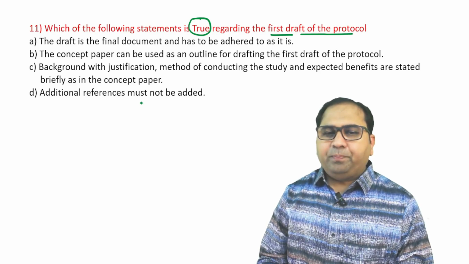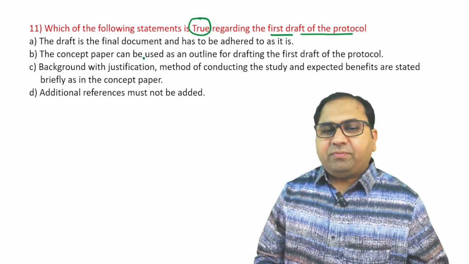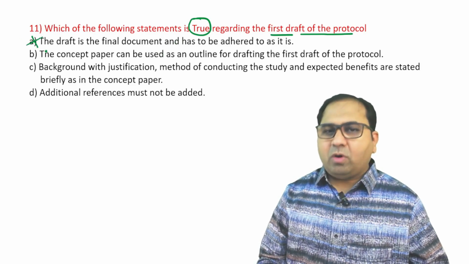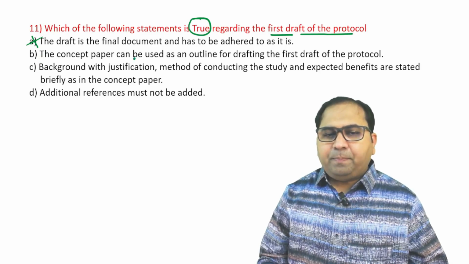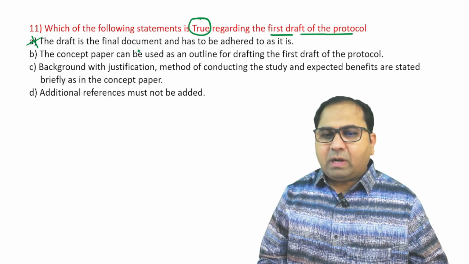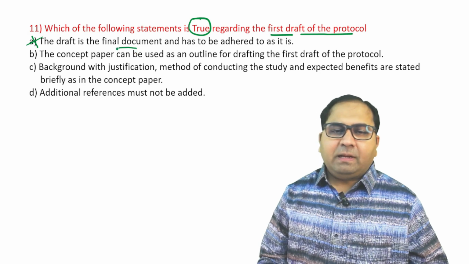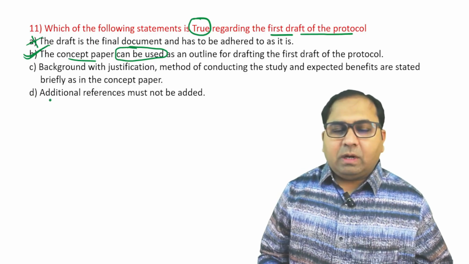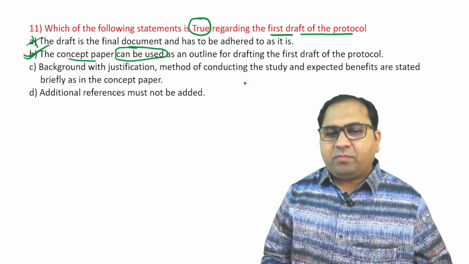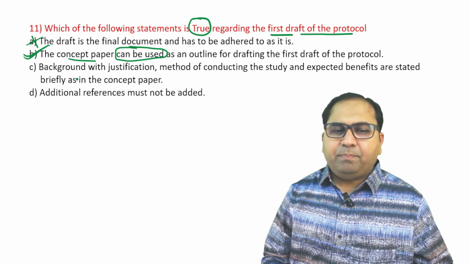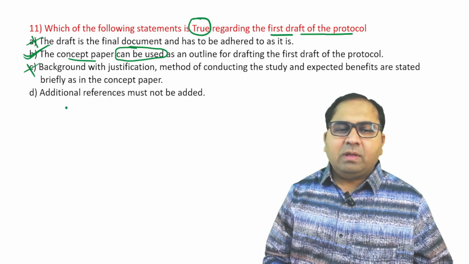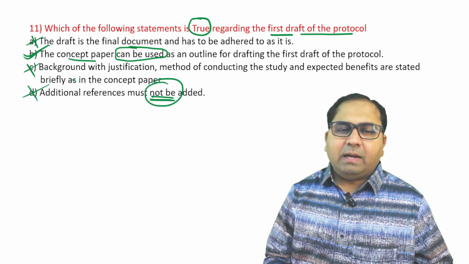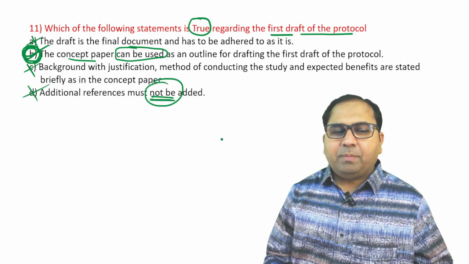So what is true? Let us see the options again. The draft is the final document and has to be adhered to as it is. No, this is the wrong statement. Second, the concept paper can be used as an outline for drafting the first draft of the protocol. It can be used. What can be used? The concept paper. Yes, this is the correct statement. Third one, the background with justification, method of conducting the study, and expected benefits are stated briefly as in the concept paper. No, even this is wrong. Additional references must not be added, they told, but even this is wrong because they have to be added. So we got the answer for our question. Option number B is correct.